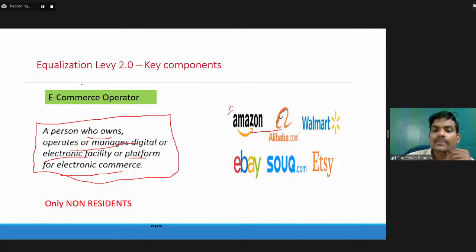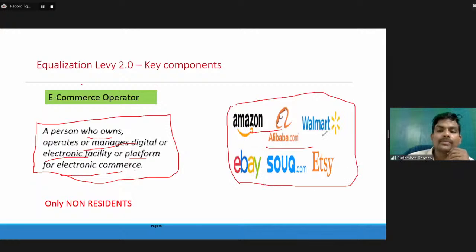So these are some of the leading marketplace players: Amazon, Alibaba from China, Walmart, eBay, SOUXQ.com, Etsy. So these are non-residents. We are only targeting non-residents. We're not worried about Flipkarts, Shop Clues, or Snapdeal likes of it, because they're all Indian e-commerce operators.